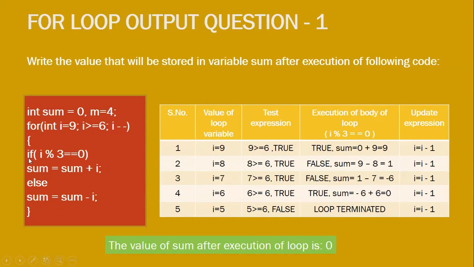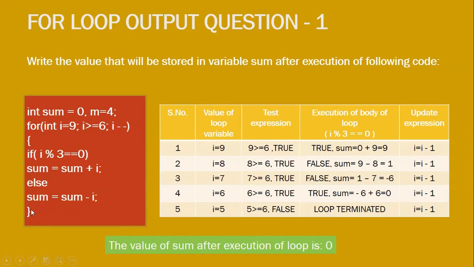Now again, we will come to the body of the loop. So 7 modulus 3, we will check whether it is equal to 0 or not. No, it is false. So we will come to the else part, and sum equal to sum minus I will be executed. So sum is equal to, the value of sum earlier is 1 in the earlier step. So it is 1 minus the value of I, which is 7. So 1 minus 7 is equal to minus 6.